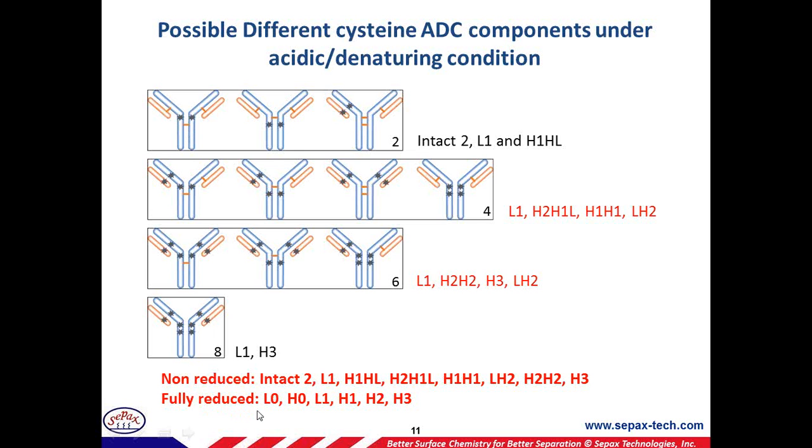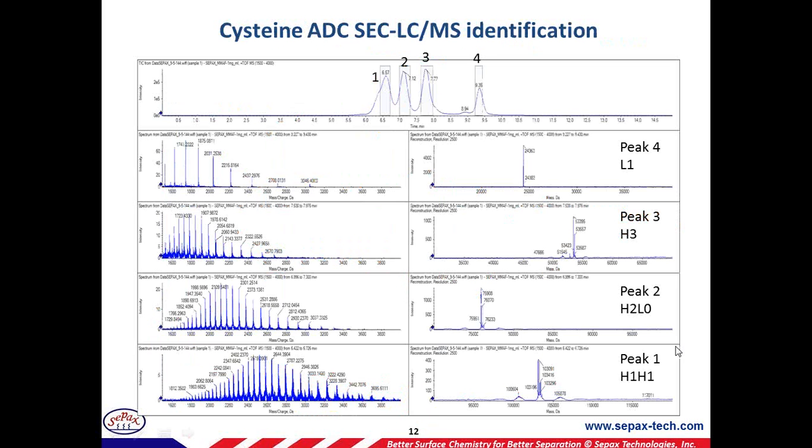Under fully reduced conditions, you have the light chain 0, heavy chain 0, light chain 1, heavy chain 1, 2, 3. So here's the cysteine ADC SEC. Just inject your intact cysteine ADC into the SEC, and you actually can have these separations. So the number 4 is the lysine, not lysine, sorry, it's a light chain with 1 drug conjugate.